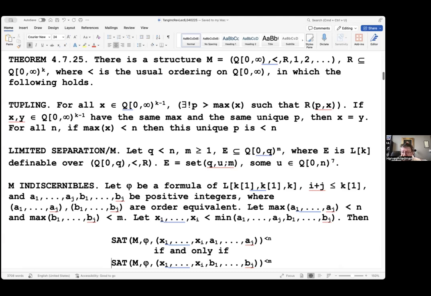Equality is irrelevant because it's defined. We only want to apply this language in obvious linear orders. Okay, so if E is definable over Q, 0, Q, that means the interval, left-closed 0, right-open Q, made of rationals. If it's definable, then it's of a particular basic form, the set of Q, U, semicolon M, for some U in 7 tuples.